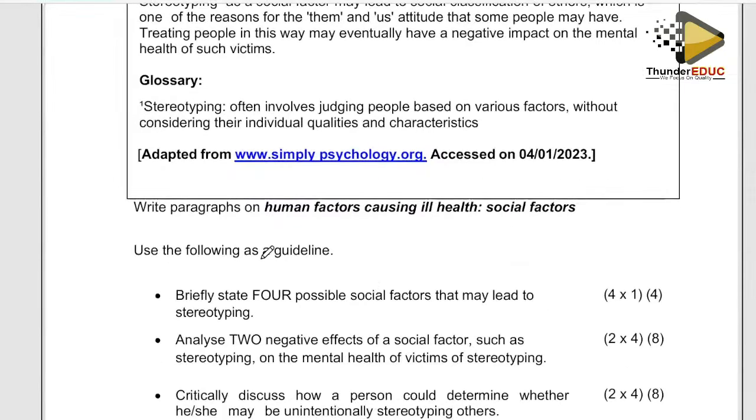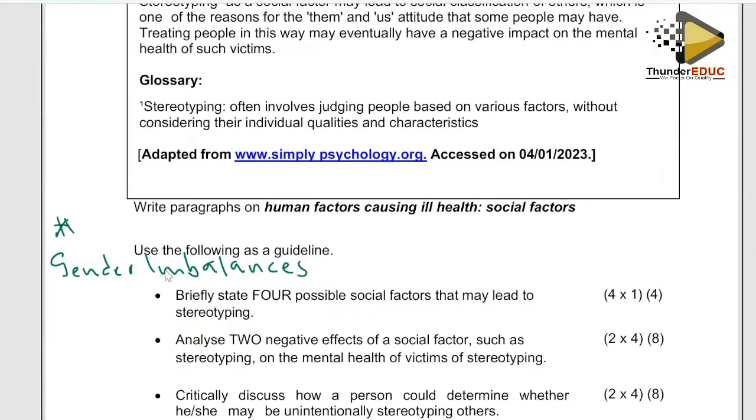Use the following as a guideline. Briefly state 4 possible social factors that can lead to stereotyping. So for this one, it is a brief outline of the factors. So the first one is gender imbalances can lead to stereotyping.